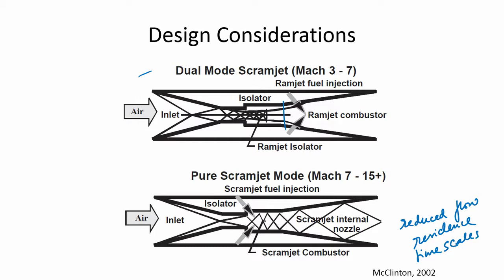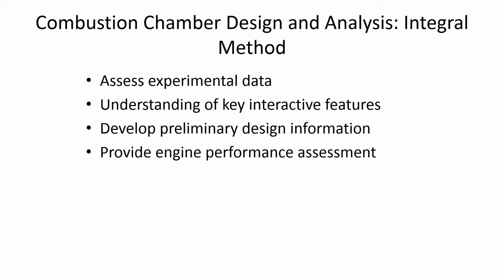So one of the major considerations is two things: the length of the isolator, which can contain the shock train, and the divergence angle and the length of the combustor. As I said, we will not go into these details, but these are the main things, and there are several correlations as well as empirical and semi-analytical relationships.